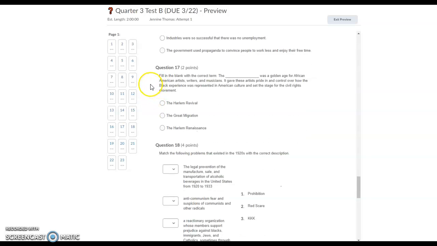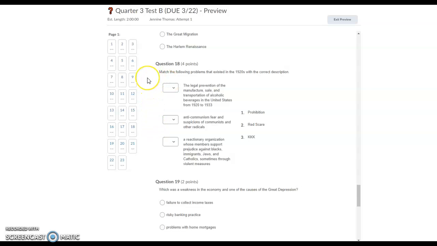Question number 17, fill in the blank with the correct term. The blank was a golden age for African American artists, writers, and musicians. It gave these artists pride and control over how the Black experience was represented in American culture and set the stage for the civil rights movement. Harlem Revival, the Great Migration, the Harlem Renaissance.